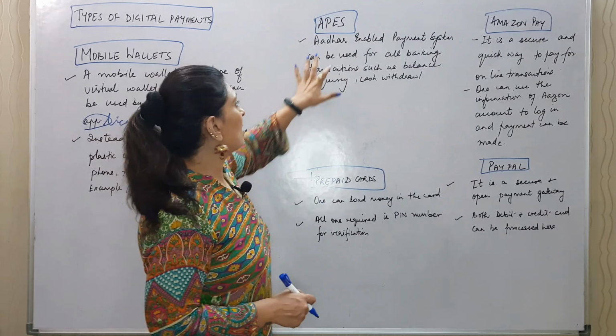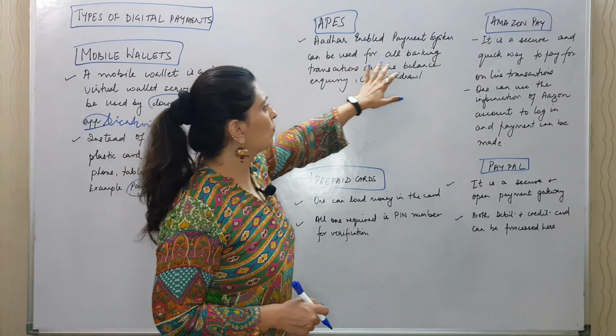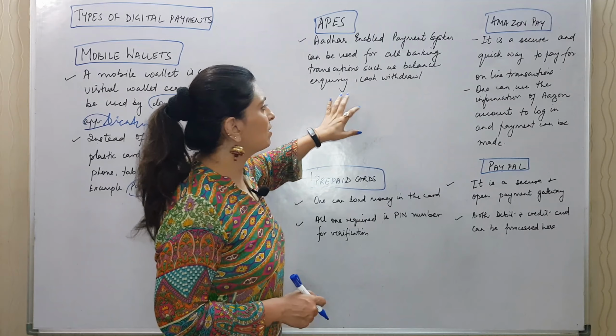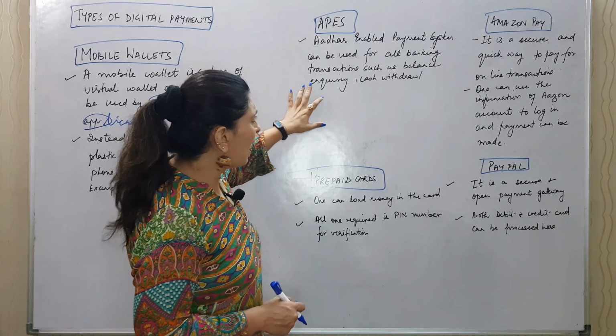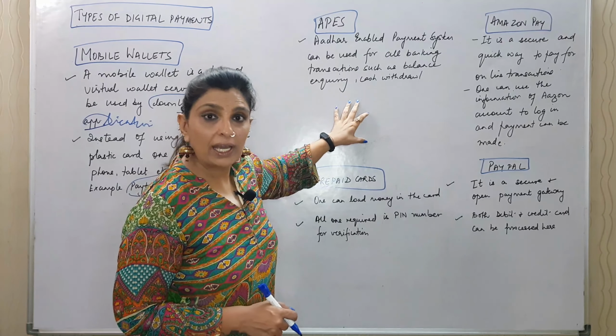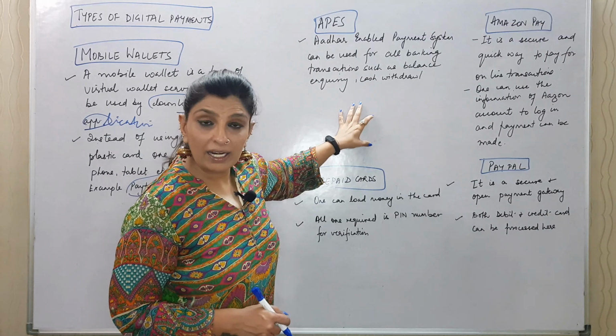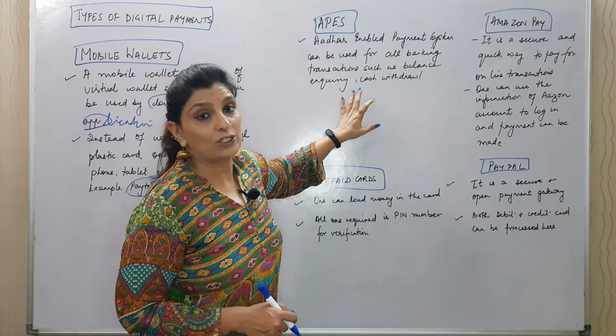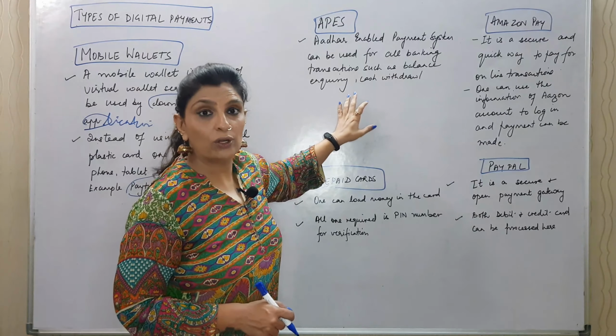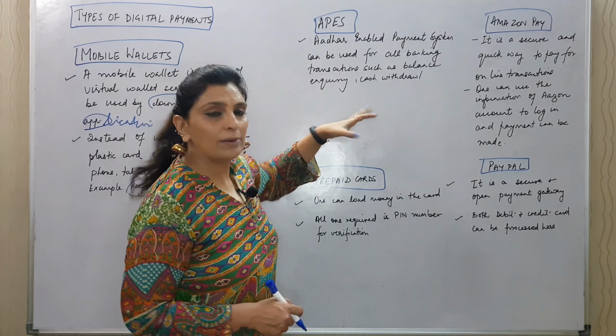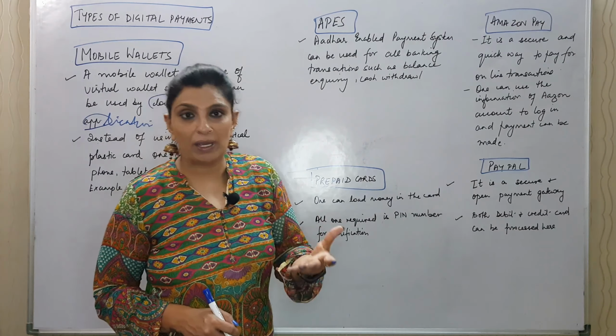Next is AEPS. Aadhaar enabled payment system can be used for all banking transactions such as balance inquiry, cash withdrawal. We have this payment system already there. Even your Paytm is Aadhaar enabled. You have to do your KYC, that is know your customer, and then only you are able to operate it. Similarly, Aadhaar enabled systems are there through which you can make payments.